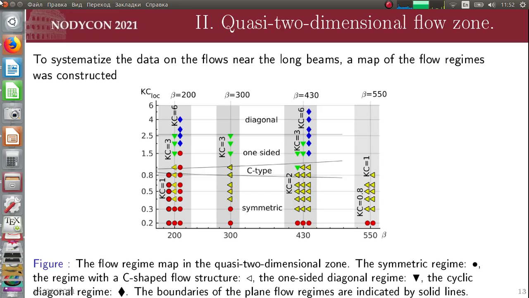To systematize the data on the flows near the long beams, as well as to analyze the changes occurring in the quasi-two-dimensional zone with variation of the frequency and amplitude, a map of the flow regions was constructed. Here in this map, the different types of markers indicate the different types of flow structure. All flow regions in the quasi-two-dimensional zone are practically the same as the key two-dimensional flow regions formed around oscillating rigid plates.